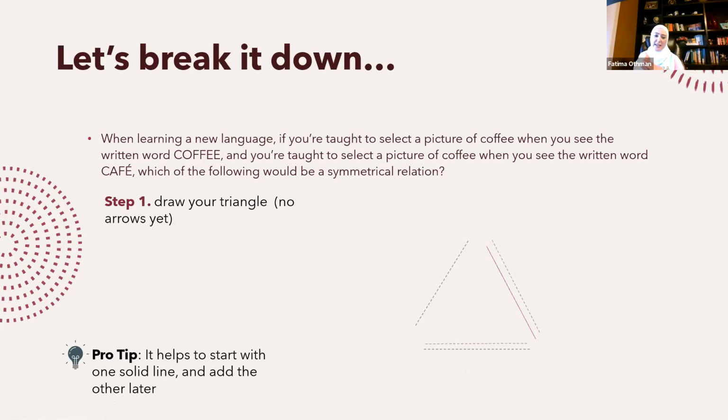And a little tip: it helps to start with one solid line and then add the other one later. I'll show you why, because sometimes it can get a little bit messy if you draw the solid lines first, and then you realize that, oops, it actually needs to go in a different direction. So start with one solid line, and again, that's going to be your learned relation.